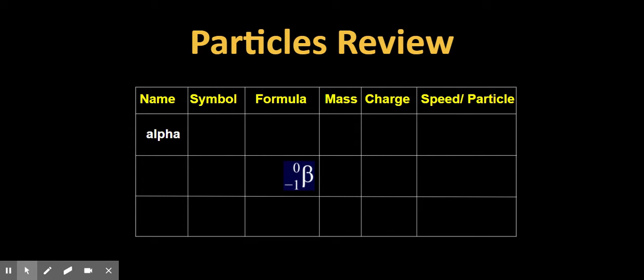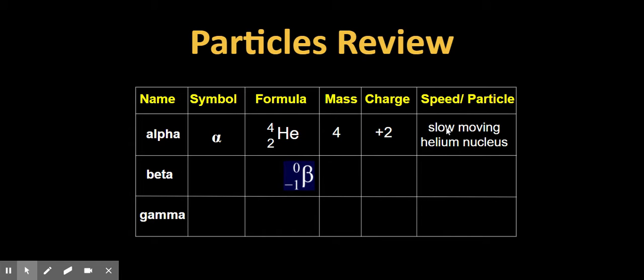So, a really quick review for our alpha particle, our beta particle, and our gamma particles. Alphas are symbolized by the Greek letter alpha, which looks like a small fish. The formula is the helium nuclear notation. It has a mass of 4, a charge of positive 2, and it is very slow. The beta particle is the Greek letter beta. Its formula is either 0, -1 e, which is the electron, or 0, -1 beta. Its mass is 0. It has a charge of -1.